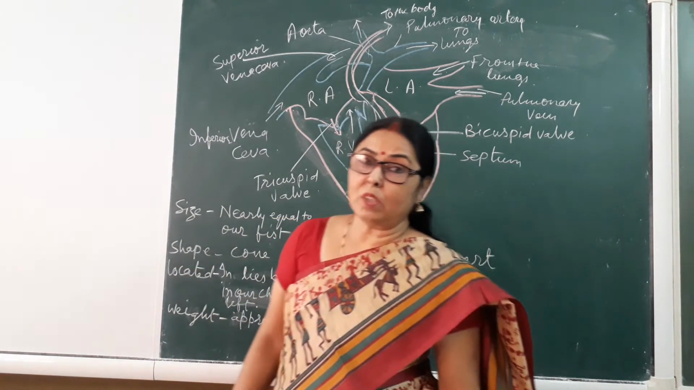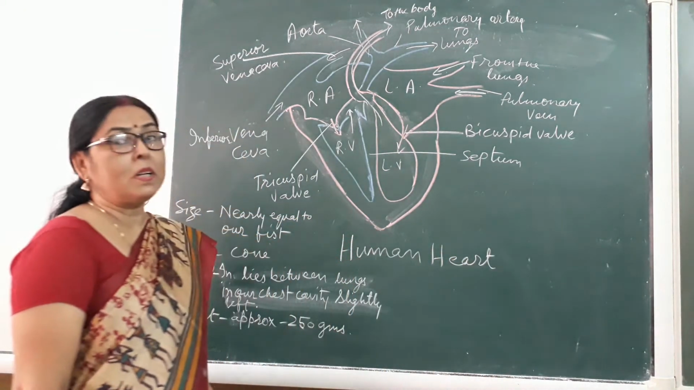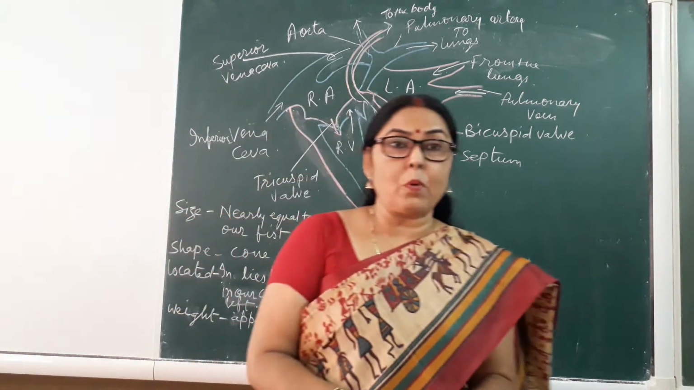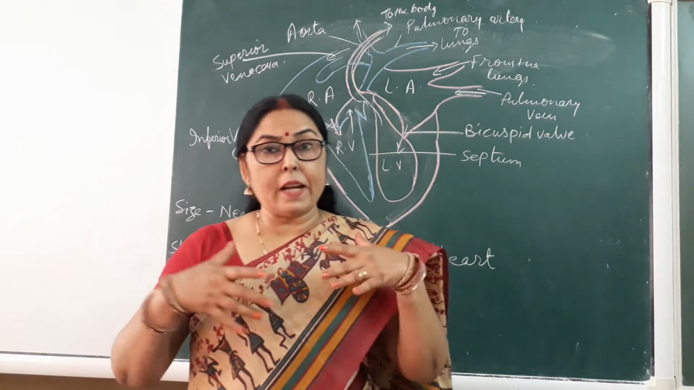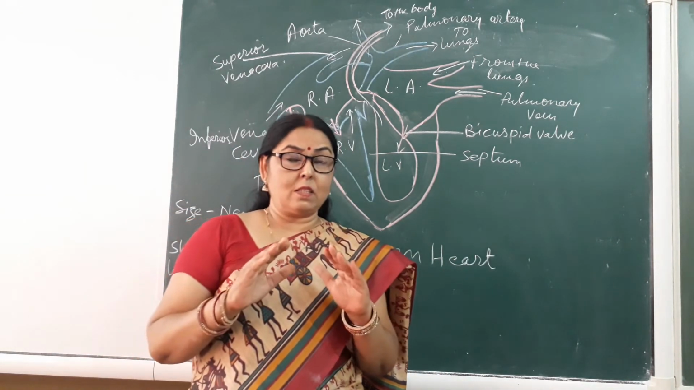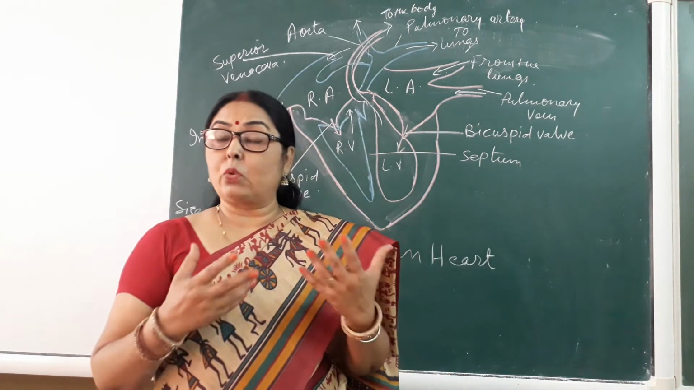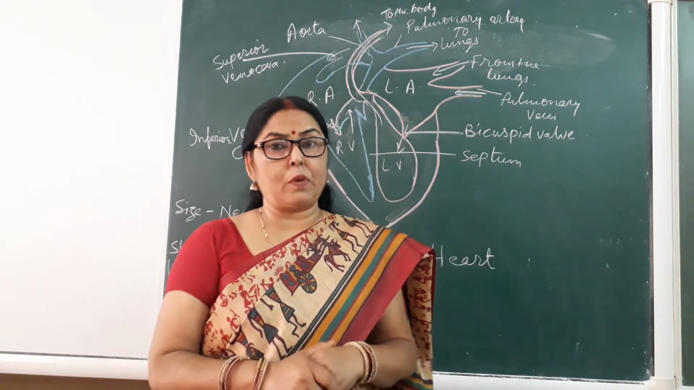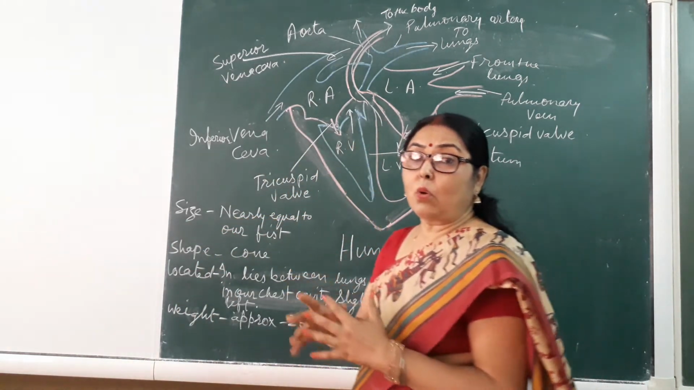This video is about the internal structure of the human heart. The human heart is a muscular organ made up of a special type of muscle known as cardiac muscle. It is located inside our chest cavity in between the two lobes of the lungs, but it is placed slightly left. Its weight is approximately 225 to 250 grams, and its shape is cone shaped.